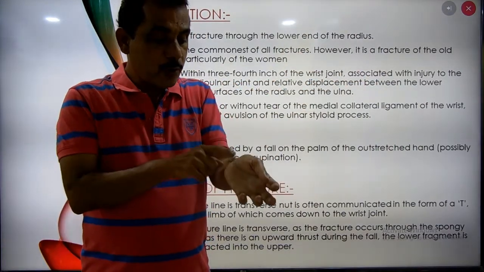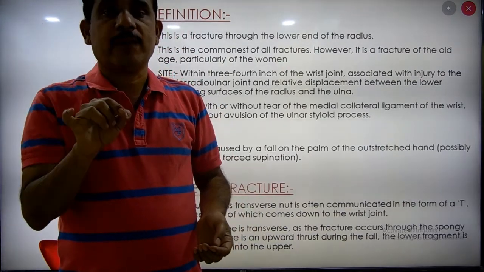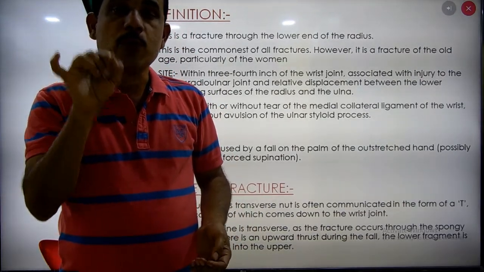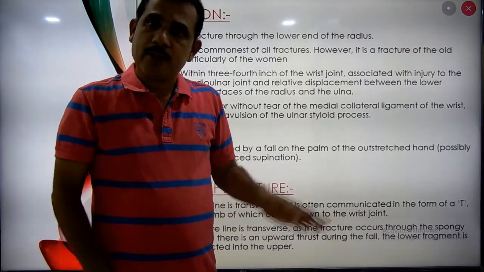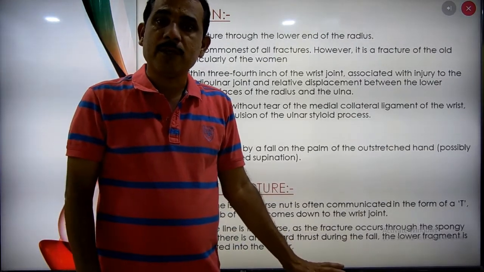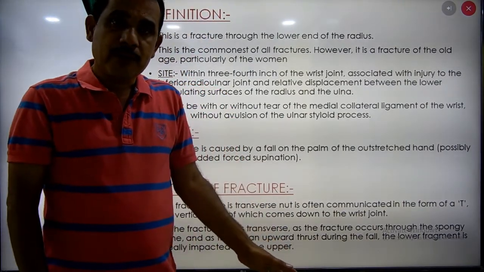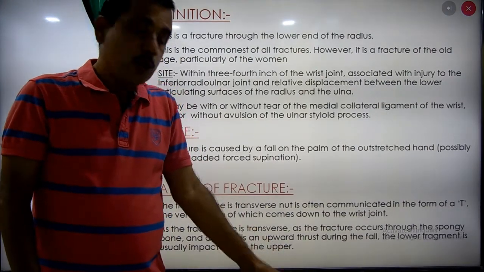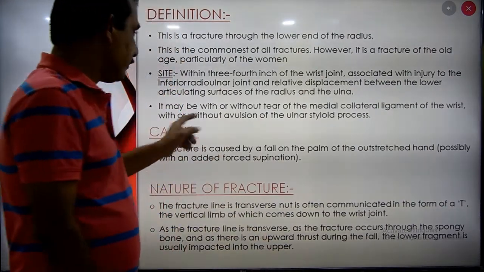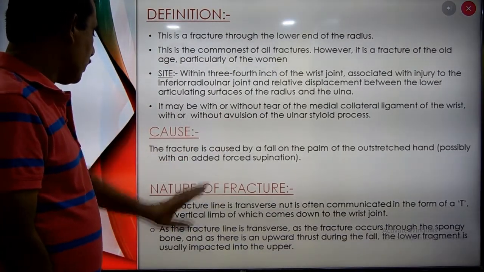Right? Because in old age, the lower end of the radius becomes weak due to osteoporotic changes, and that's why the same injury in old age causes the fracture of the lower end. Along with the fracture, there is supination of the forearm. The forearm is supinated. So that is the cause of the Colles fracture.